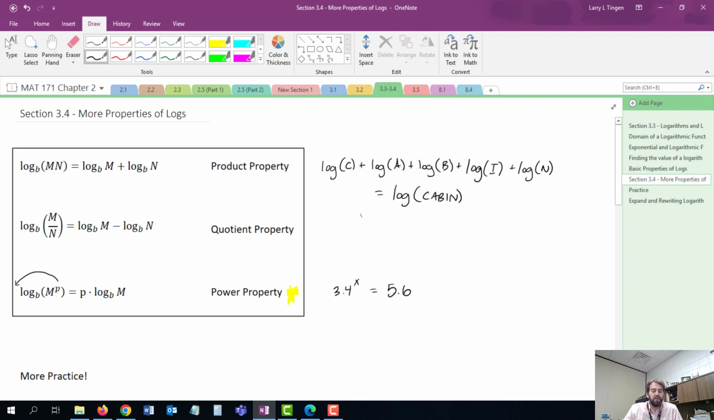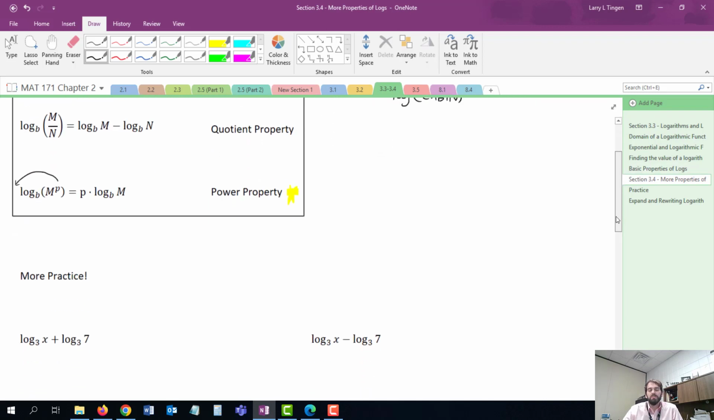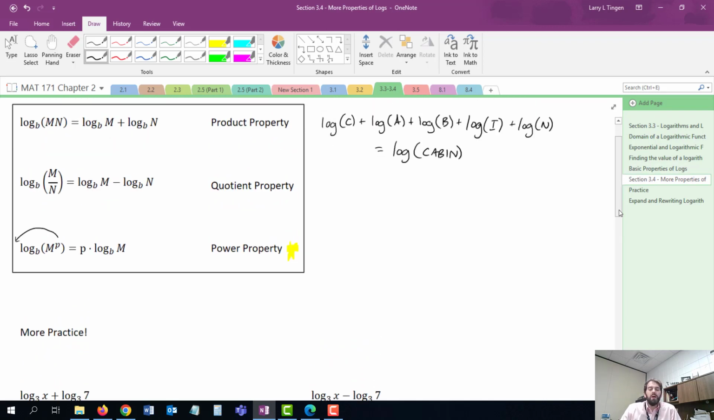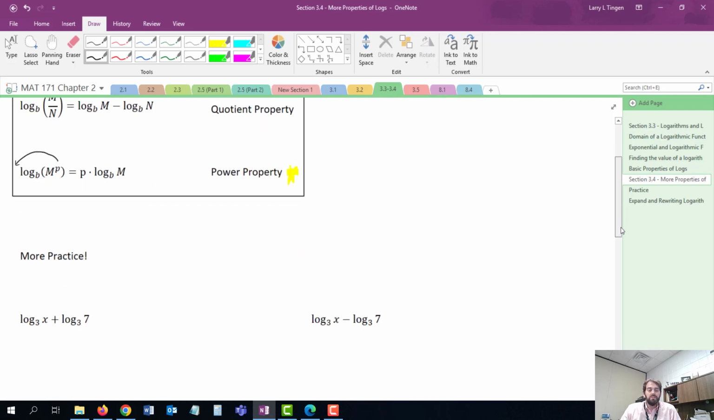I don't have the same base. I'll never have the same base. But now I can manipulate this, I can get that variable out of the exponent. But I'm getting ahead of myself. The main 3, these are the big 3 properties of logs. So we're going to use these properties to, in this section, combine multiple terms into a single log.